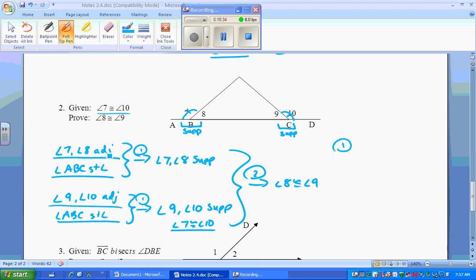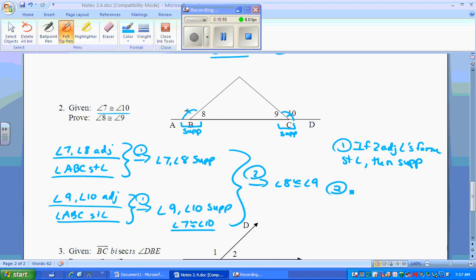Two reasons. Once again, reason 1 this time is if two angles are adjacent and straight, then they are supplementary. So if two adjacent angles form a straight angle, then supplementary. Get familiar with that one because you'll be using it quite often.